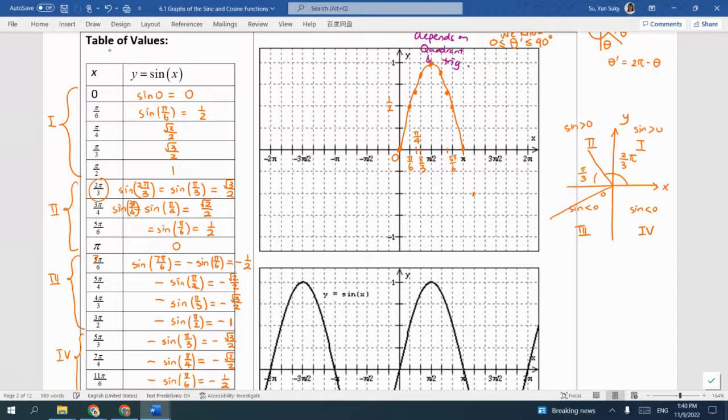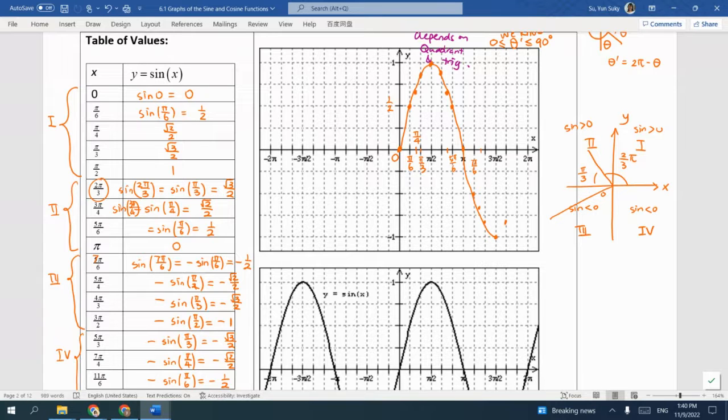So minus 1/2 here. This is 7 pi over 6. Okay, and then next we have root 2 over 2, so right here, and then we have negative root 3 over 2. At 3 pi over 2, we get -1. Okay? And you keep going.